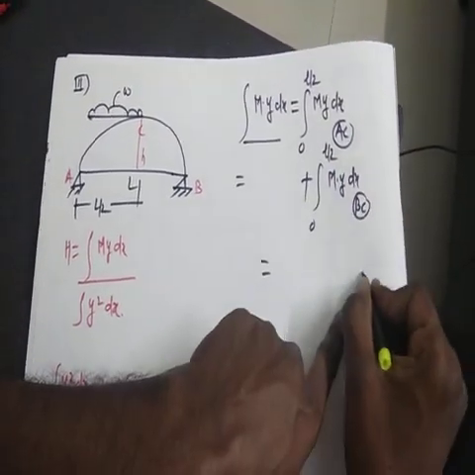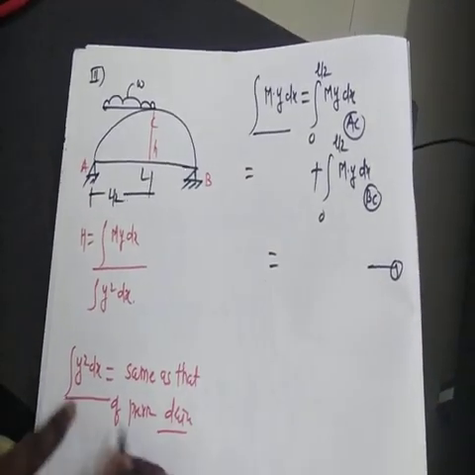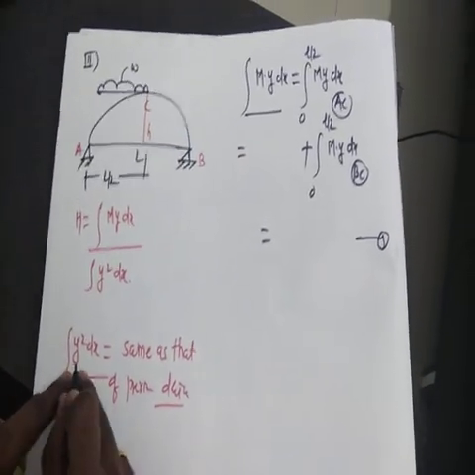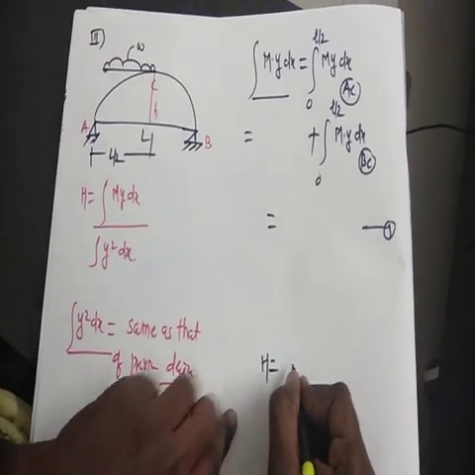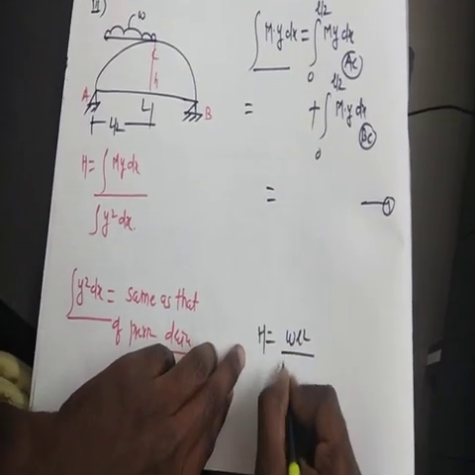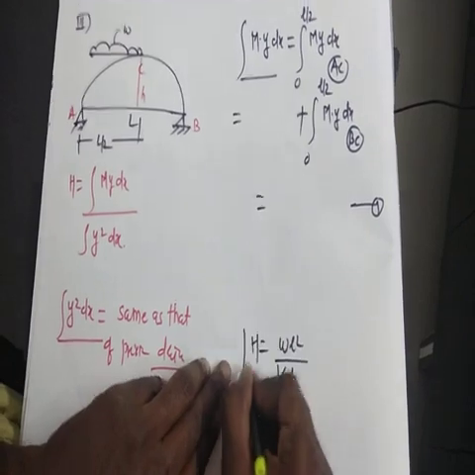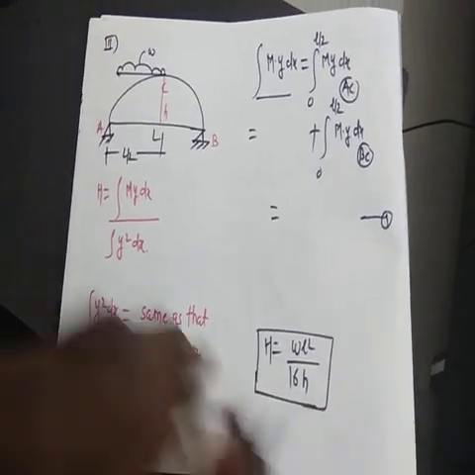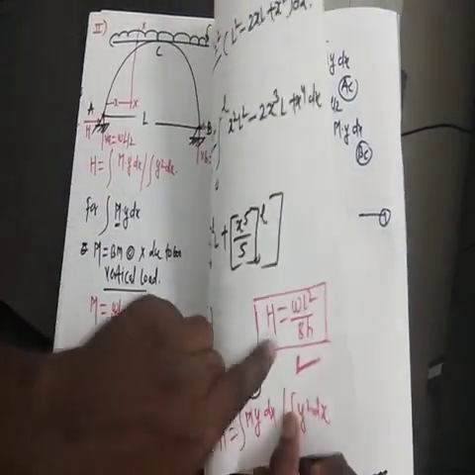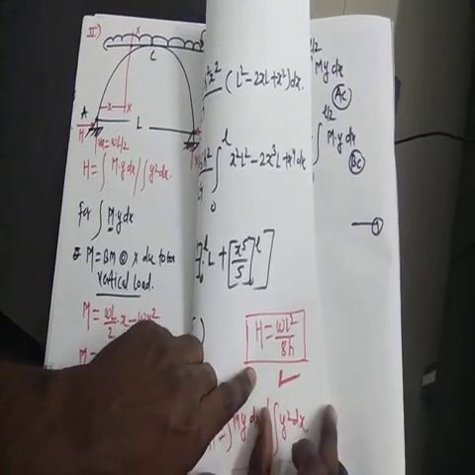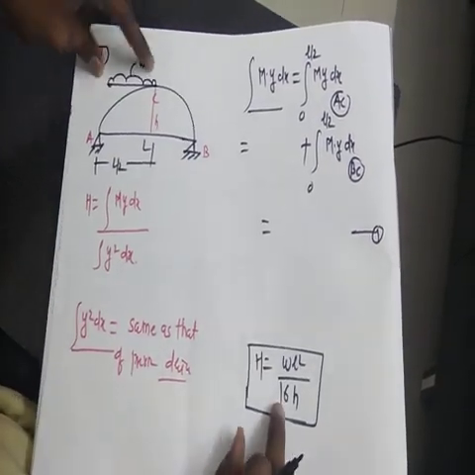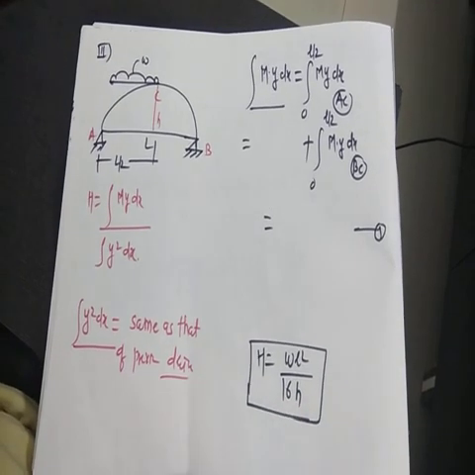After getting this equation number 1, divide with this integration y square dx, you will get the answer, and that answer will be W L square by 16h. So of course, as H due to the UDL on the entire span is W L square by 8h, if loading is half, so definitely this will be half. That is the final answer.